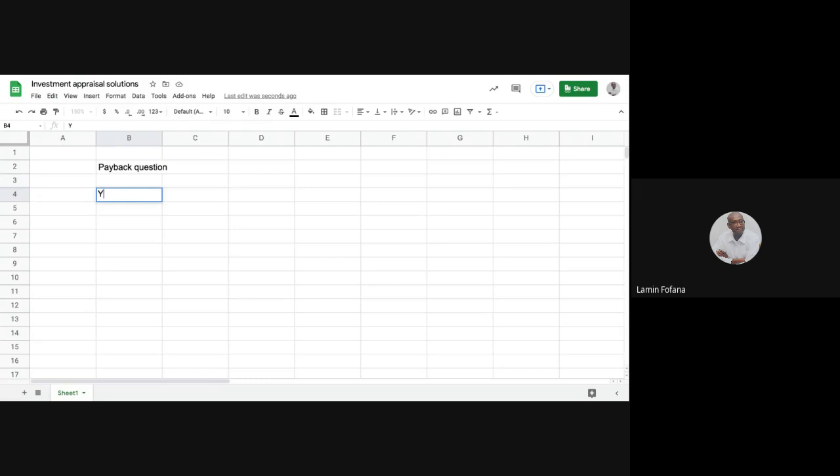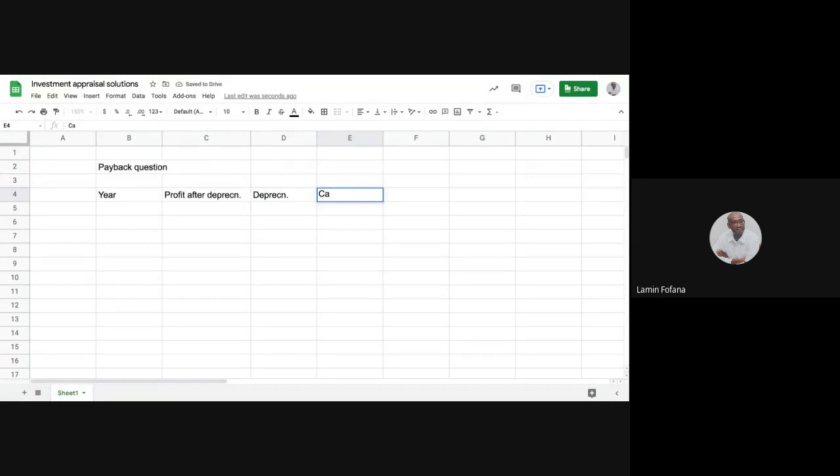So the first one will be year. The second one will be profit after depreciation. Accountant's profit, isn't it? Profit after depreciation. And we're going to do our depreciation so that we can calculate it easily. Then we'll have our cash flow.